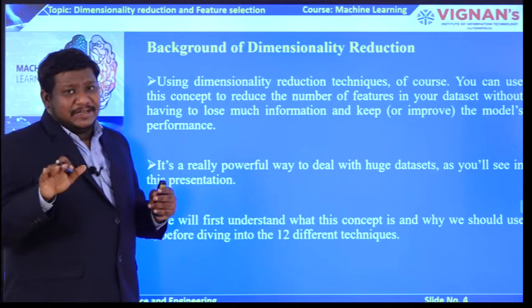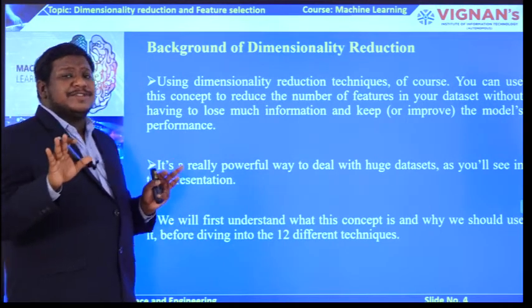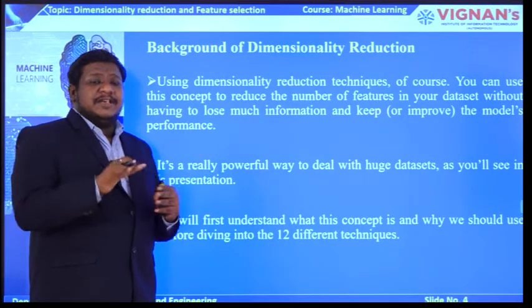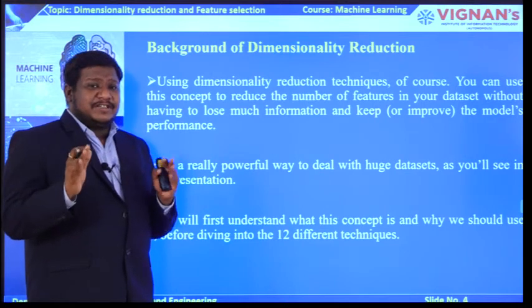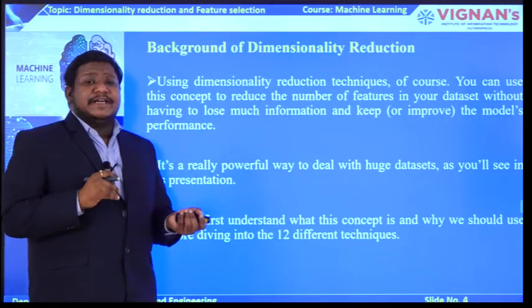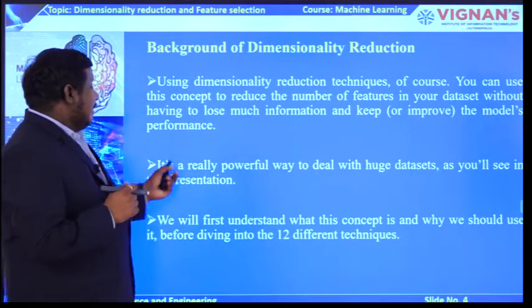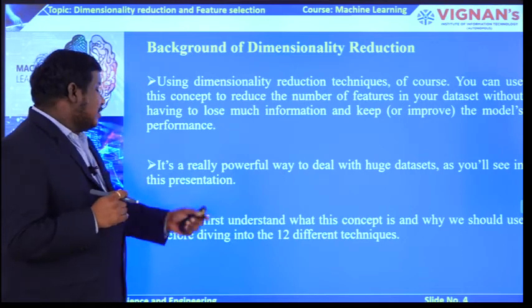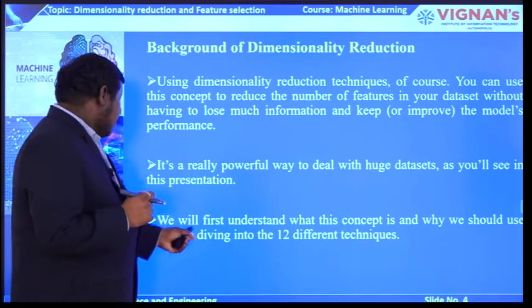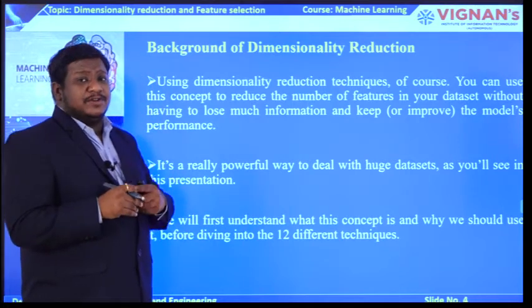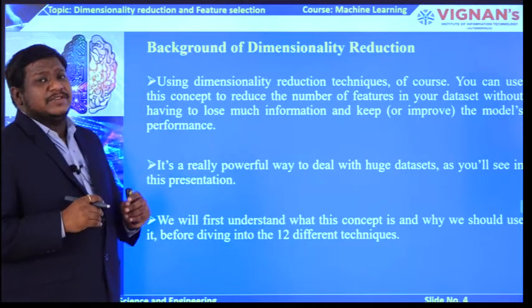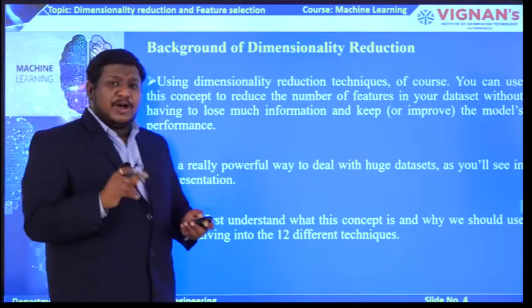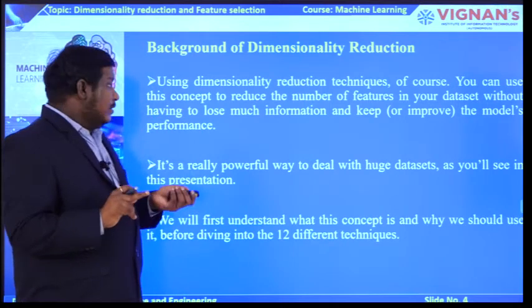So we will reduce the size of the data set. That doesn't mean that we are compromising with the performance of the model. So we will not compromise with the model's performance. Still, we will try to reduce the size of the large data set into a small size by using this dimension reduction. It's a really powerful way to deal with huge data sets, as you will see in this presentation, and we will first understand what this concept is and why we should use it before diving into 12 different techniques. So we have nearly 12 different techniques under this dimension reduction. Before going to those 12 techniques, why we need to use it and how you can use this dimension reduction, we will see this now.